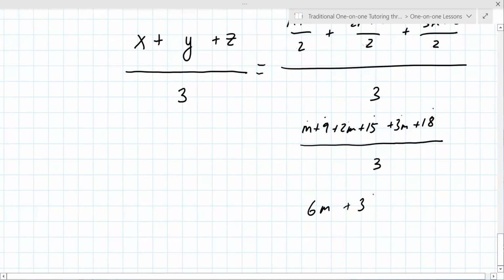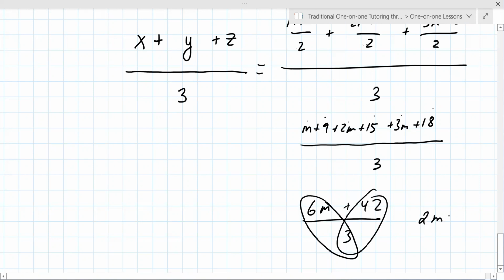Try again. Look at that, 42. I dropped a 10. And from here, you just divide both of these by 3. So it's 2M plus 14.